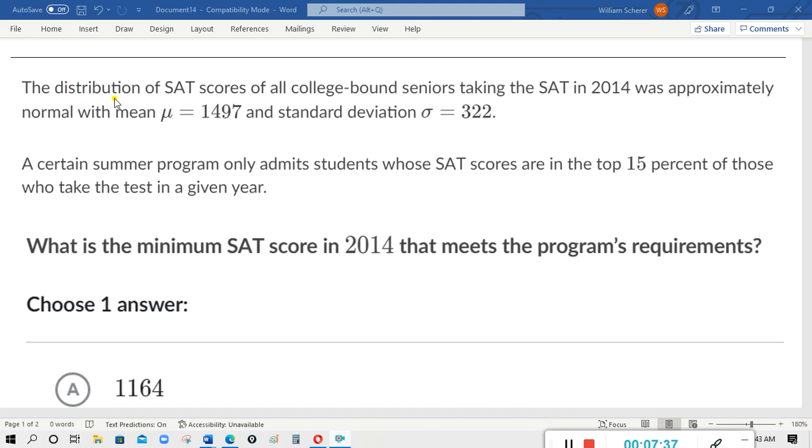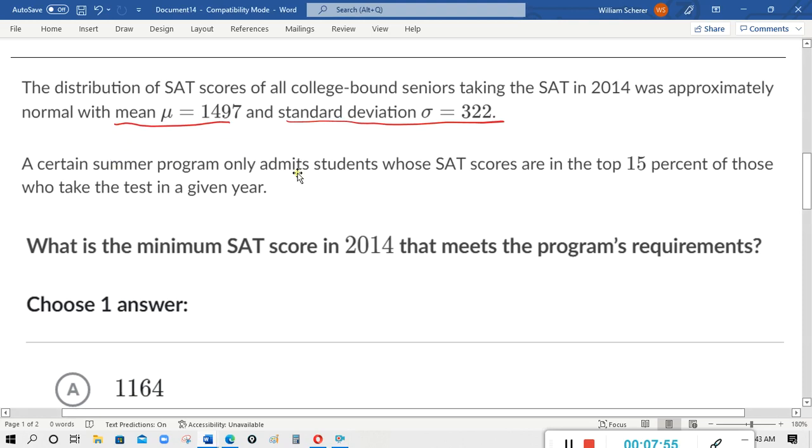All right, for this one here, the distribution of SAT scores of all college-bound seniors taking the SAT in 2014 was approximately normal, with a mean of 1497 and a standard deviation of 322. A certain summer program only admits students whose SAT scores are in the top 15% of those who take the test in a given year. What is the minimum SAT score in 2014 that meets the program's requirements?